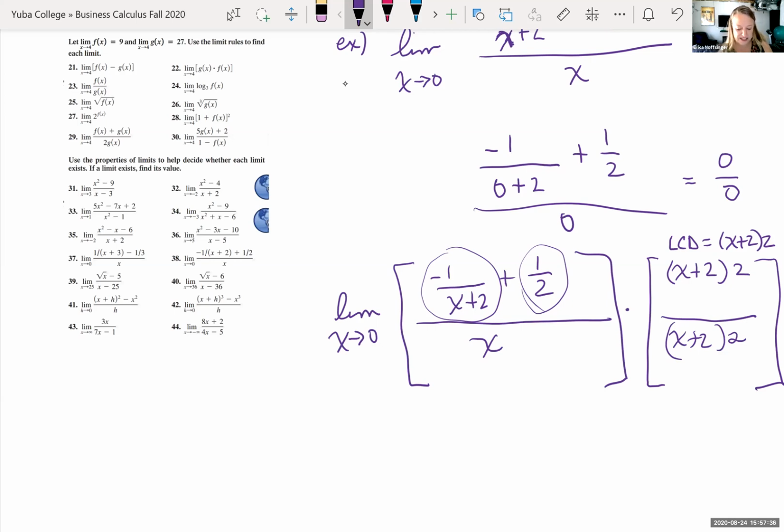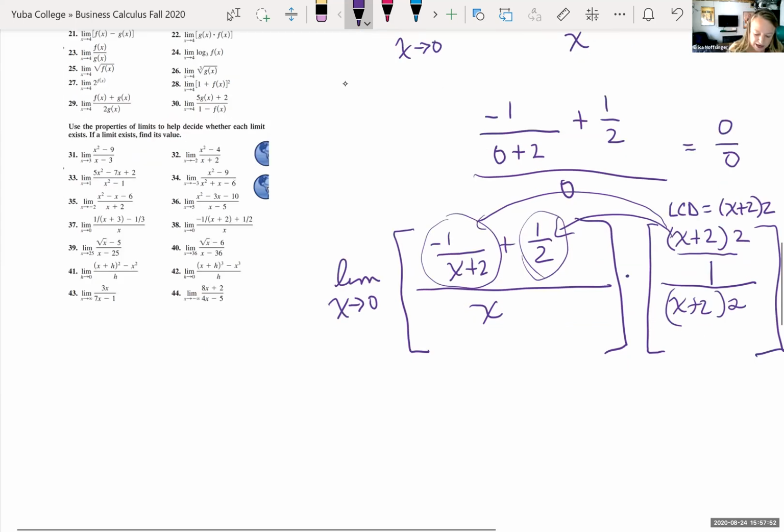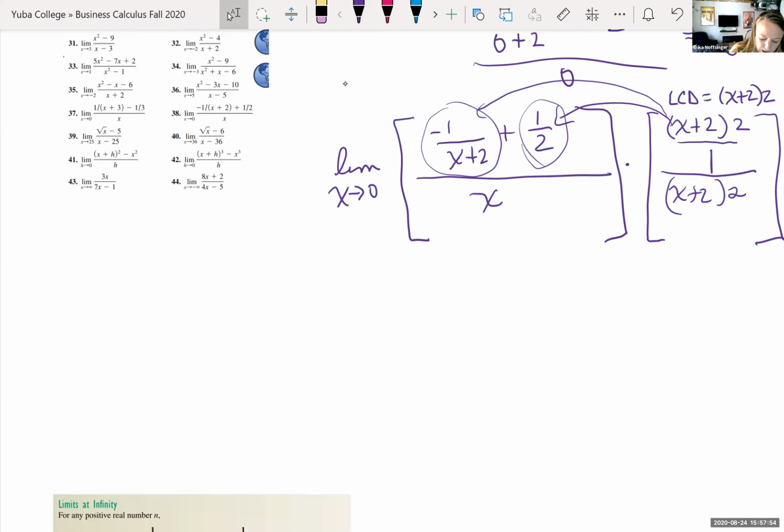If it helps you to see it, we could write the numerator as a fraction over 1. And so when we distribute, you have to distribute to each term in our numerator, our denominators are going to cancel, and we're not going to have a fraction anymore in that numerator. So we have the limit as x is approaching 0.